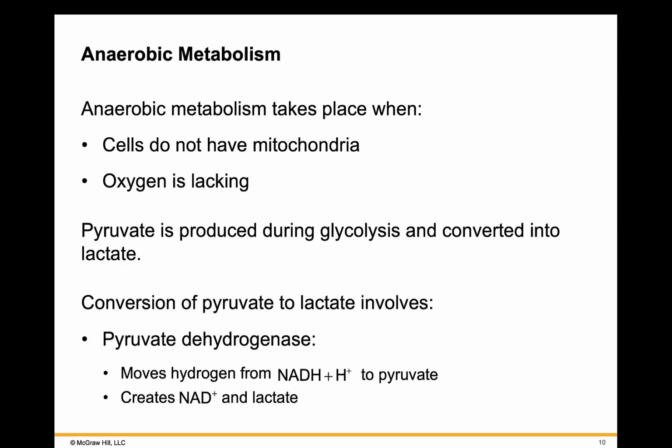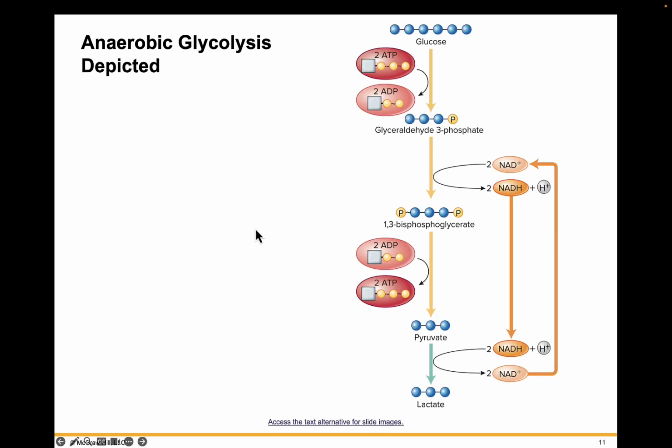Now, anaerobic metabolism takes place when cells do not have mitochondria or oxygen is not in large quantity. Pyruvate will be produced during glycolysis and converted into lactate. The conversion of pyruvate to lactate involves the enzyme lactate dehydrogenase. It's going to move hydrogen from NADH and hydrogen ion to pyruvate. This is going to create NAD plus and lactate. Here we can see this process.